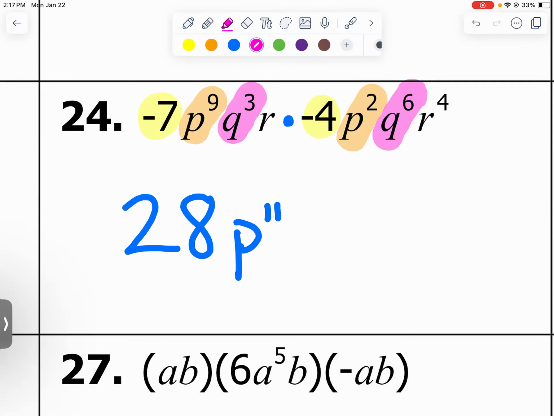Okay, how about q to the 3rd times q to the 6th? We're gonna add our exponents, okay? Kari, what about r times r to the 4th? You guys are making me so happy.